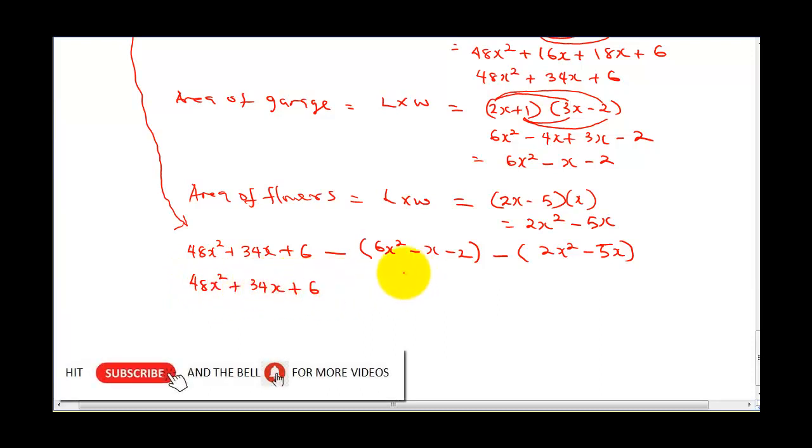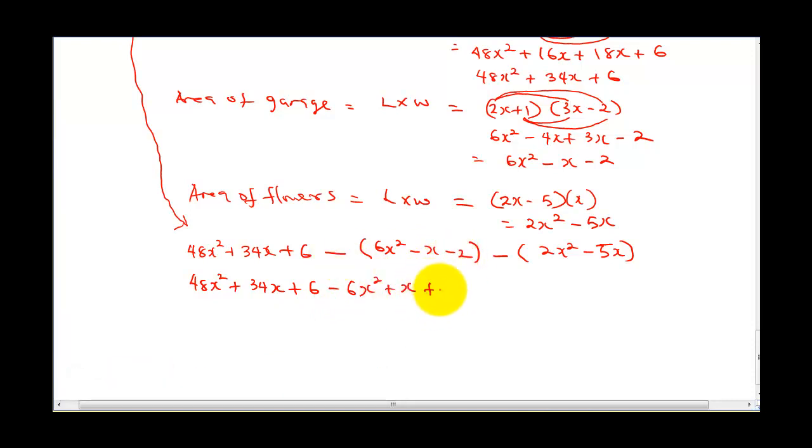Now the next thing you need to do is open the bracket. So this is going to be minus 6x. Now minus times minus is plus x. Minus times minus 2 is going to give us plus 2, and this is going to be minus 2x squared plus 5x. At this point, the next thing you need to do is collect your like terms.